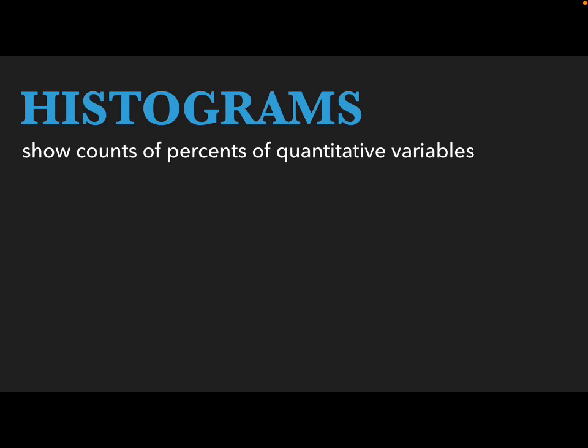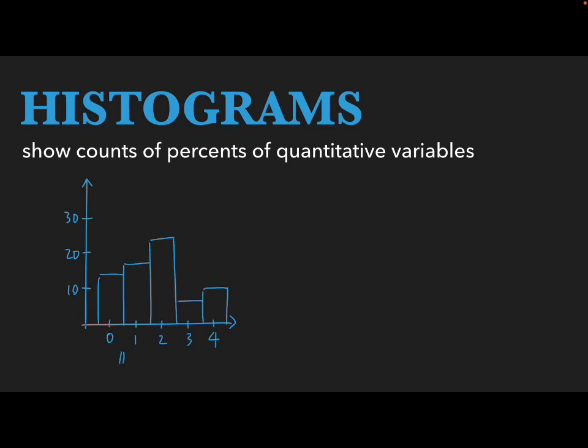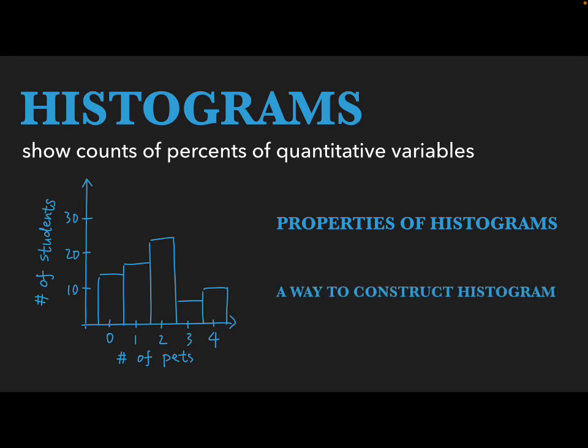In our video that talked about graphical displays, we briefly introduced histograms. At that time, we learned that histograms are a type of graph that looks like this. It allows us to show counts and percents of quantitative variables. I encourage you to rewatch the video with the title Graphical Displays if you feel like reviewing the concept of histograms and other types of graphs. Today, we will learn some properties of histograms and a particular way to construct a histogram.